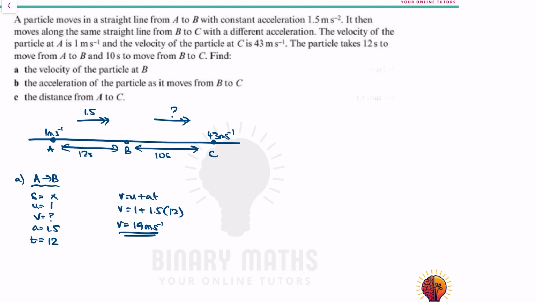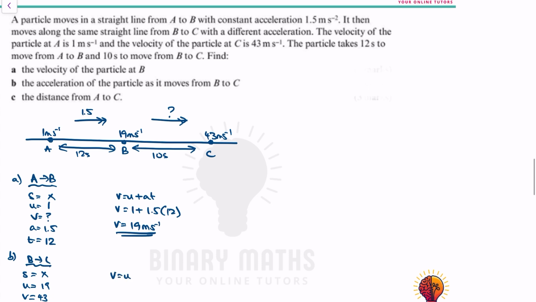That's A. The acceleration of the particle as it moves from B to C. So B to C. So we're setting up SUVAT again. We don't know what the displacement is. We know the initial value. Now we know that it's 19 meters per second. So 19 to 43. Acceleration is what we're trying to work out, and the time is 10 seconds.